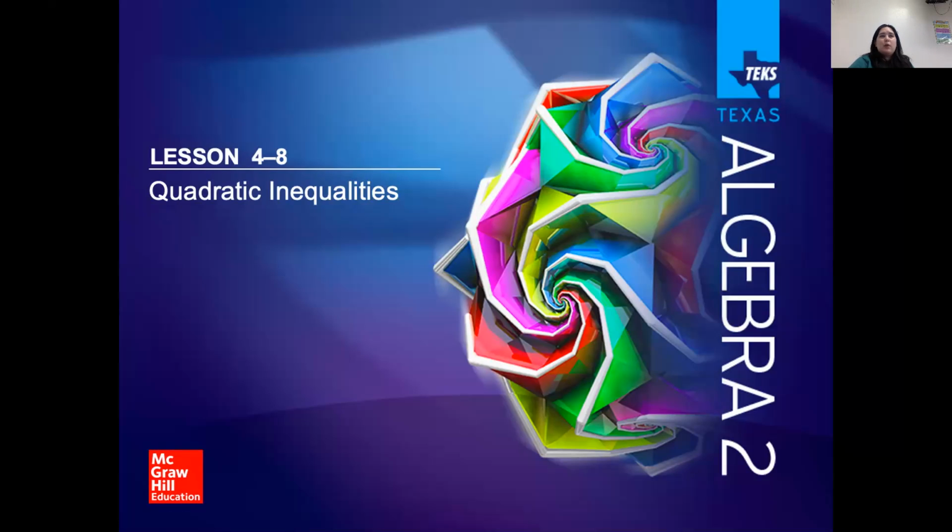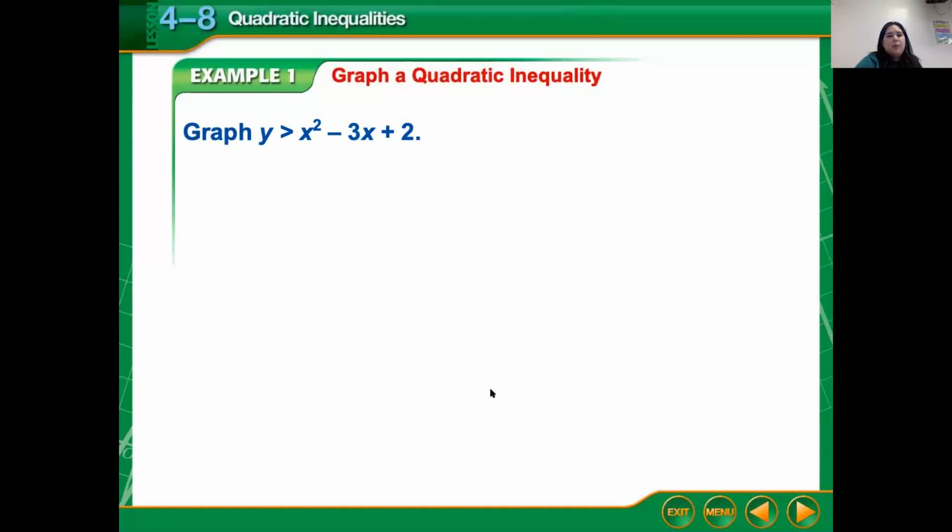Also, it might be a good idea to have access to some type of graphing calculator, whether it be a physical calculator that you have or an online version of one. You might find it helpful today. So without further ado, we're going to start with example 1.